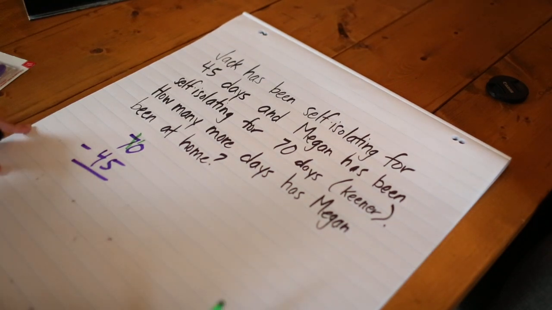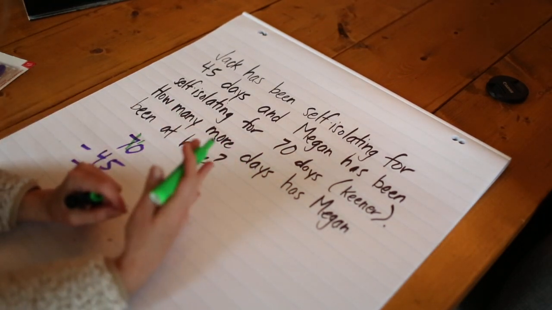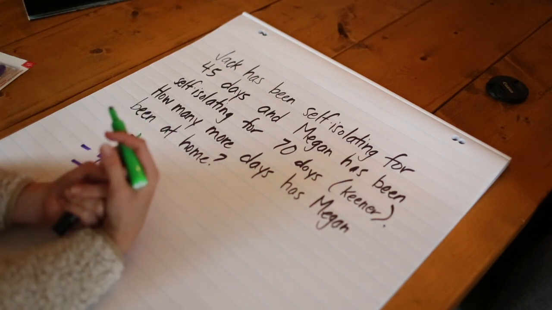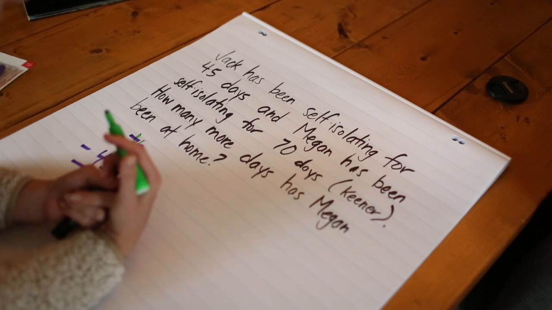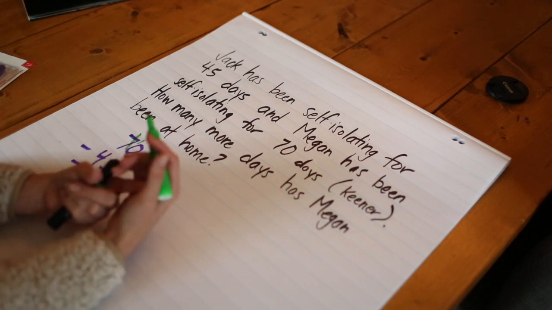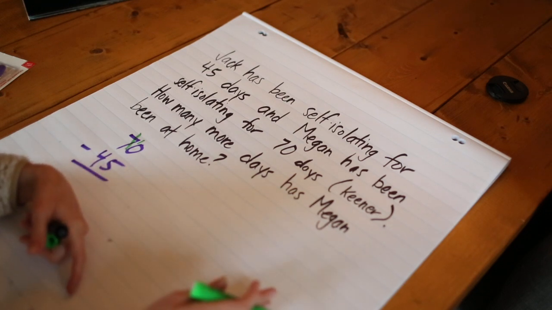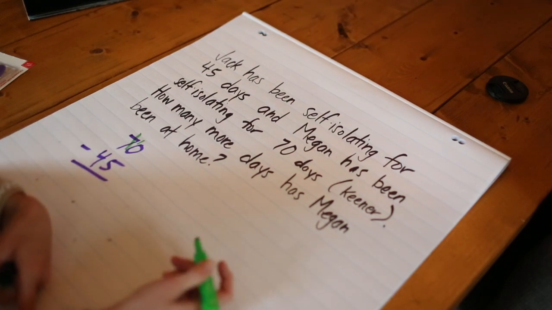Okay, let's make sure you can see. All right, so instead, I'm going to read this problem out loud one more time. Jack has been self-isolating for 45 days, and Megan has been self-isolating for 70 days. How many more days has Megan been at home? Well, if I'm fluent with my number line and the order in which numbers flow and my counting, I really could lay it out like this.